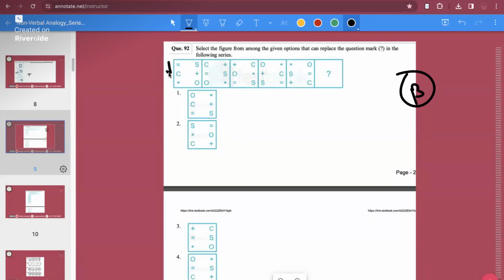Anti-clockwise direction. Anti-clockwise. Okay. Over here it is moving anti-clockwise. This one has gone down. This one has gone down. Okay. In this one, what has happened?